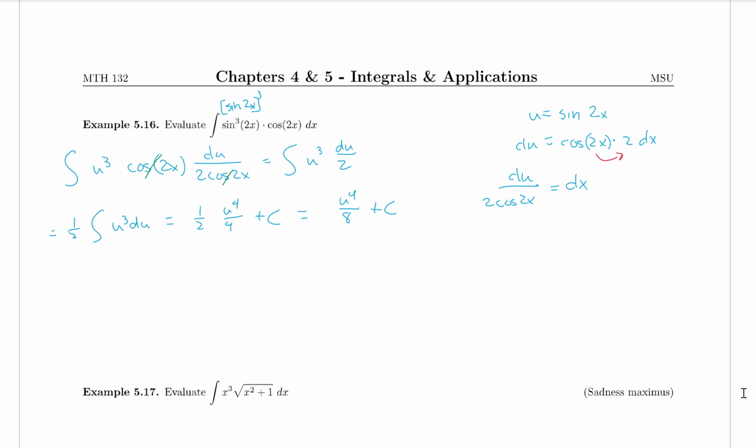And that's our final answer, right? No, that's not our final answer. We need to convert back to x. And so we need to plug in the sine of 2x in for our u in order to get our antiderivative in terms of x, because our original function was in terms of x. If you wanted to, you could have written this as sine to the fourth of 2x over 8.